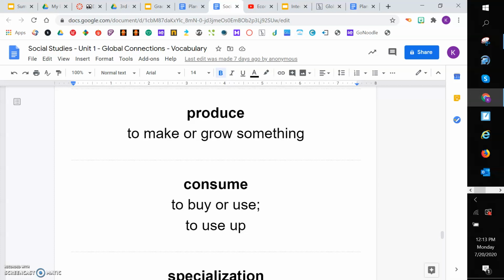Now the last word for this moment is consume, and consume means to buy or to use up. So I am going to consume that banana from this morning that I shared with you that was from Mexico. So I consume, that means I'm using that particular banana. I'm also a consumer of that shirt because I plan to use that shirt, okay?